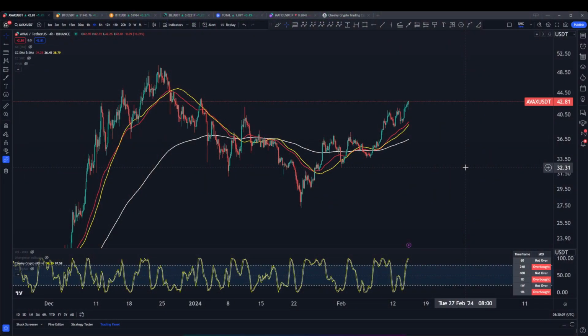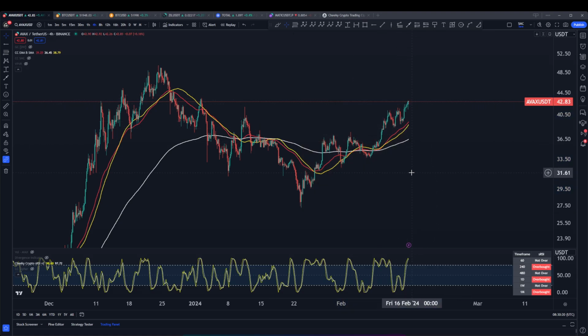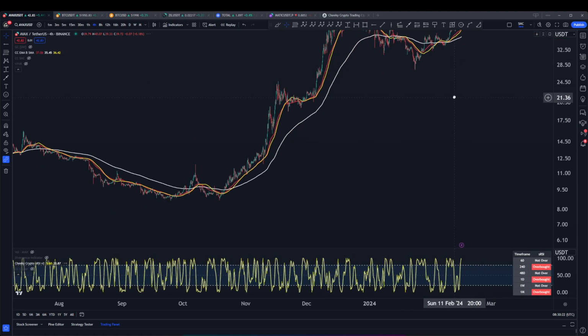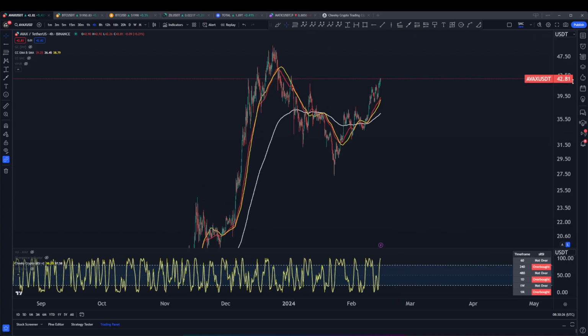This is AVAX paired up with USDT. We're on the 4-hour Binance chart, and there are some interesting developments with AVAX. As we can see here, over the last few days, since the 23rd of January up to today, we're up 57% on AVAX. And obviously this goes in line with everything that we've seen so far, which is some fantastic runs to the upside on AVAX.